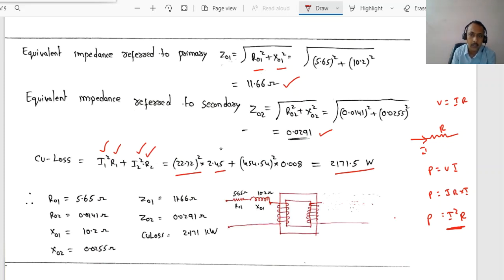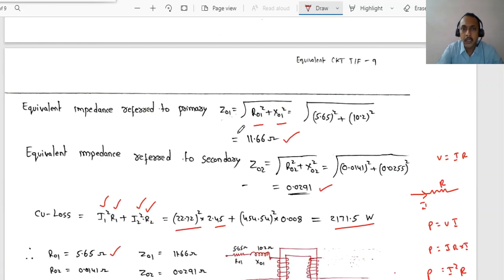So this is what the equivalent circuit looks like. R01 is how much? 5.65. R02, these values. Now this entire set of values we have transferred to the primary side with simple R01 and X01. So this is all about the equivalent circuit representation of a single phase transformer.